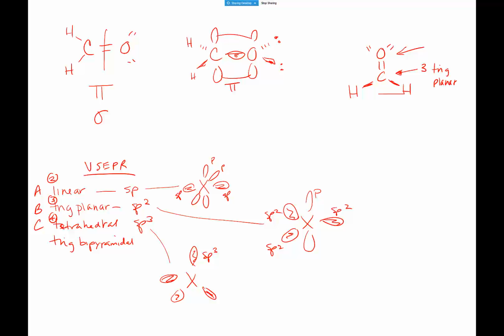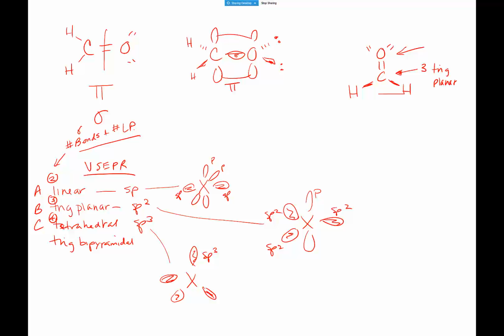Now, what about the oxygen? If we're going to assign the geometry of the oxygen, I have to add a couple more details. For these geometries, this number is going to be the number of bonds, the number of single bonds, plus the number of lone pairs. So now I'm going to take my lone pairs and throw those into the mix.